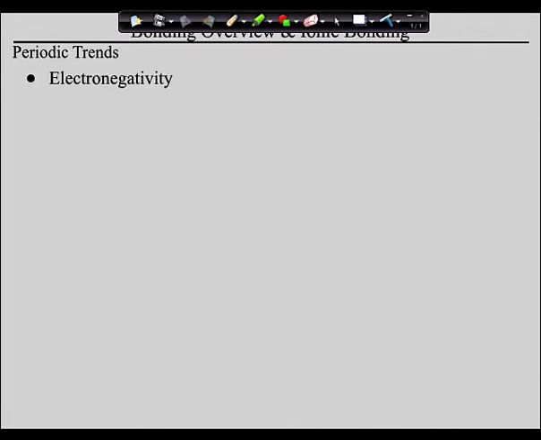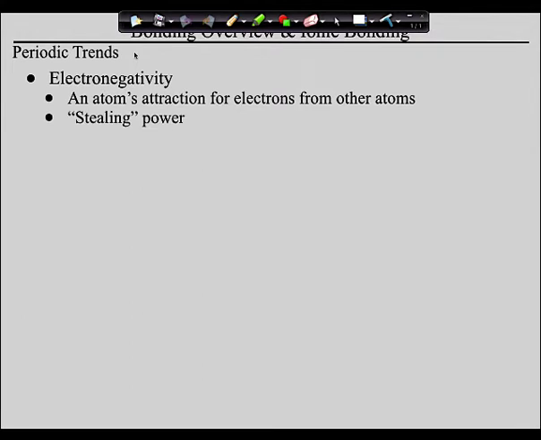So now, guys, electronegativity. Somebody tell me what it is. In slang, stealing power. Electronegativity is an atom's attraction for electrons from other atoms. We think of it as being stealing power.